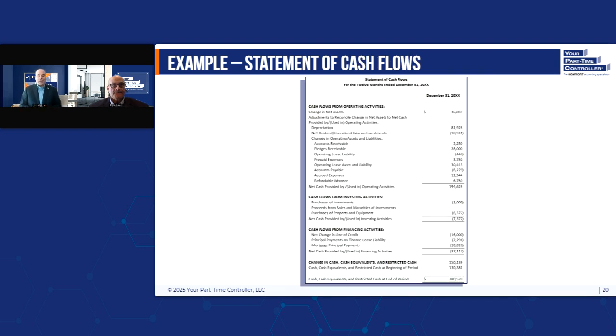And finally, our statement of cash flows. I mentioned those three buckets, and they're presented here. And there are three sections. We have our operating activity, our investing activity, and our financing activity. And they all roll forward to our change in cash flows for the year.